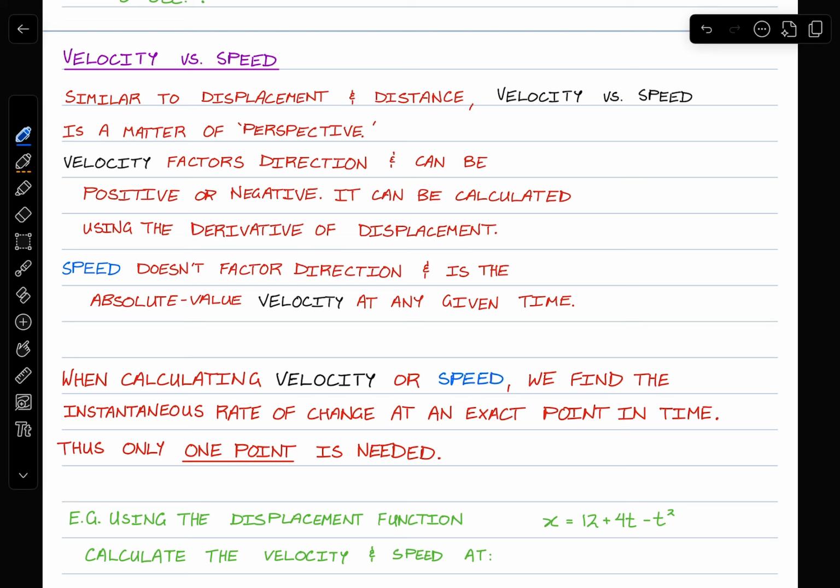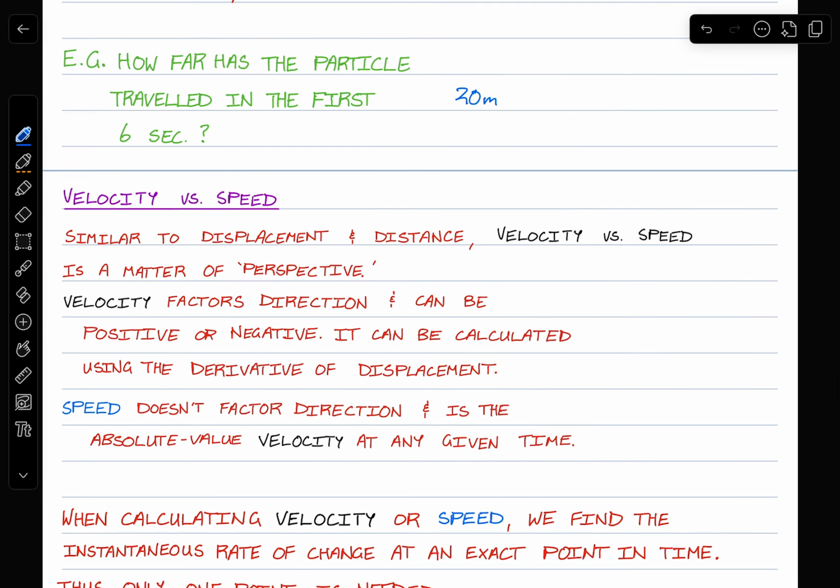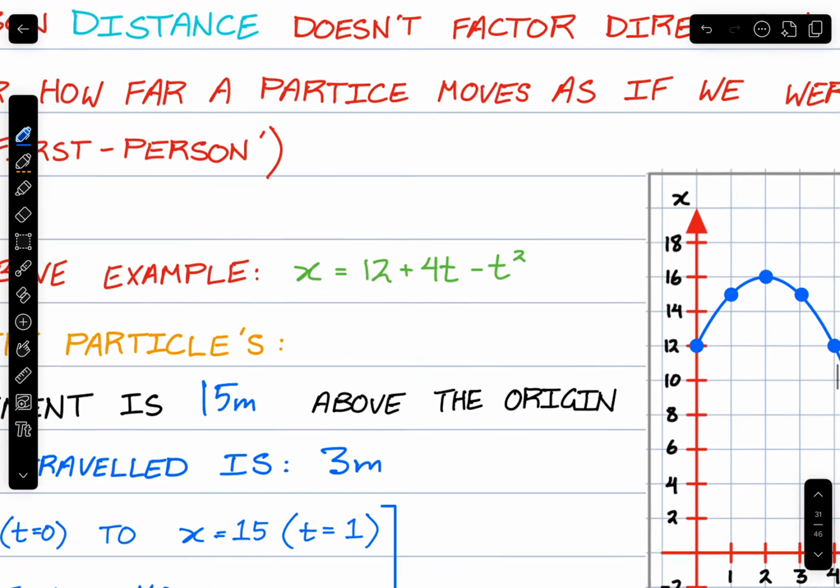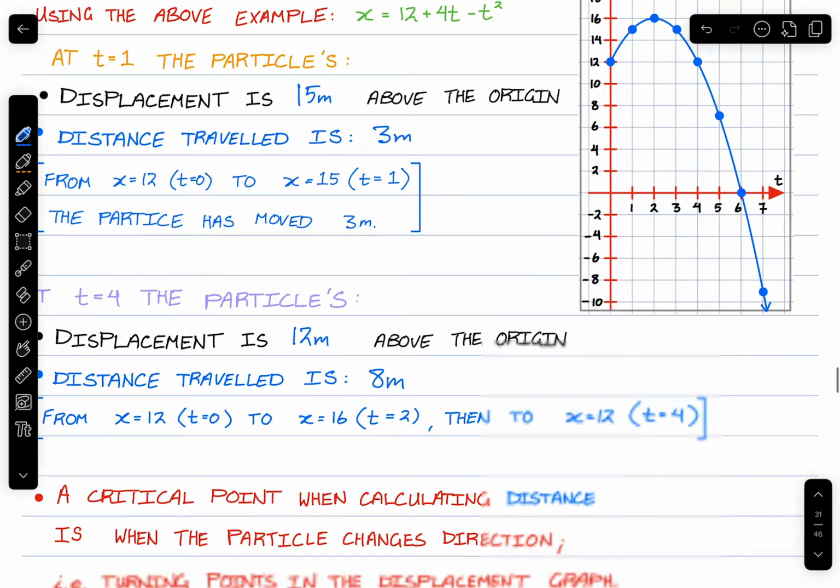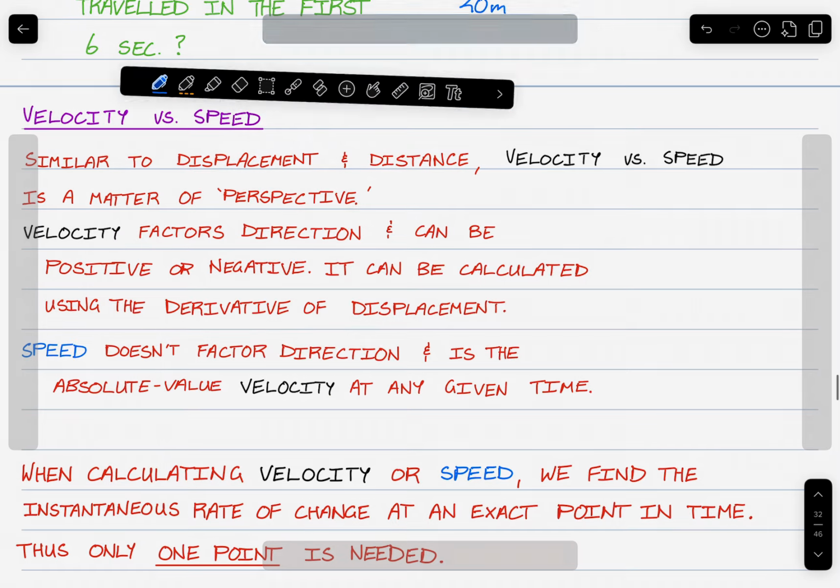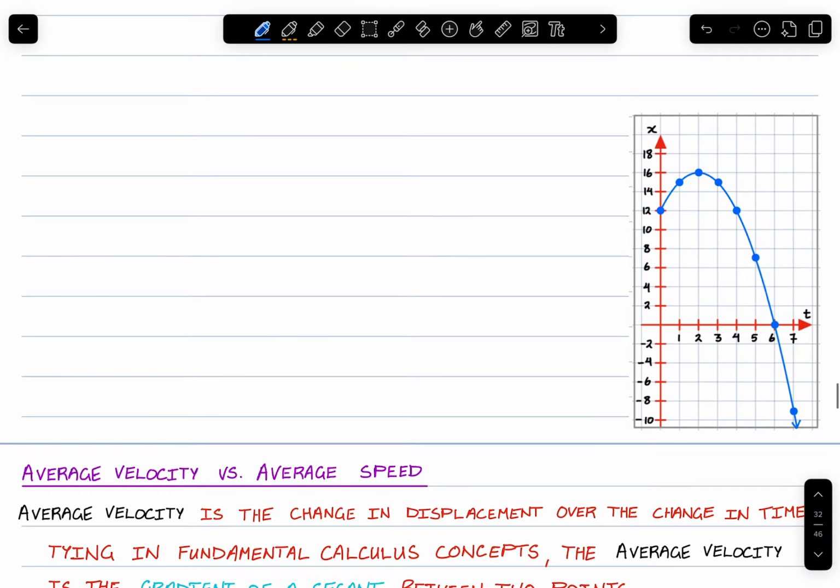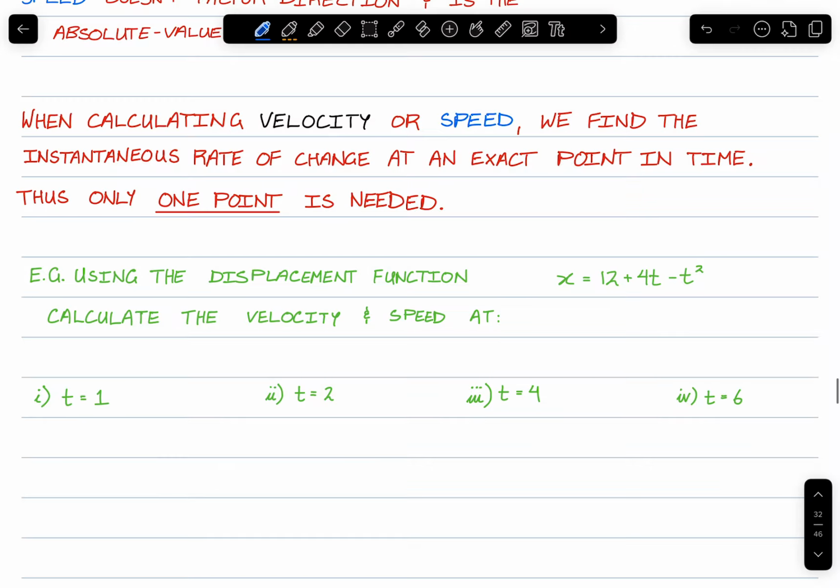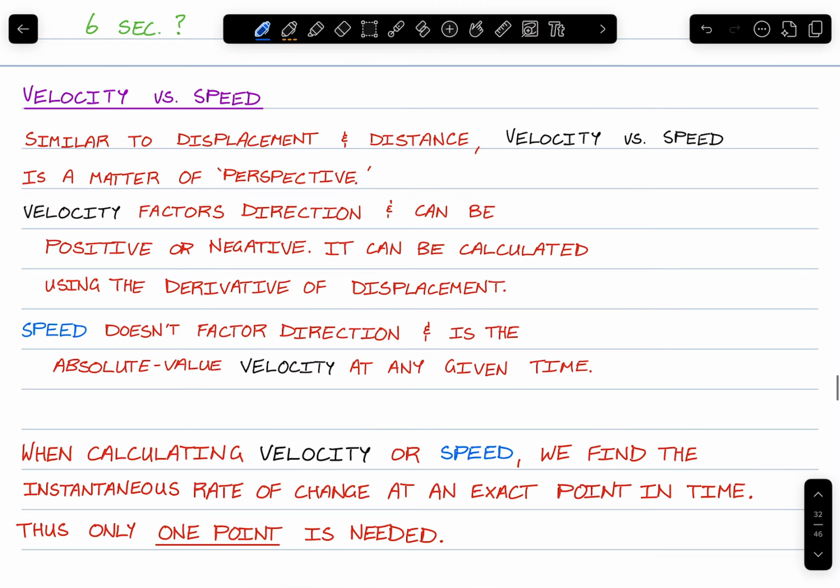Hello class, this is a video tutorial continuing on the concepts of displacement, velocity, and acceleration. In this video, we're continuing the same function as before, but now we're going to be learning about velocity and speed against average velocity and average speed. So let's get to it.